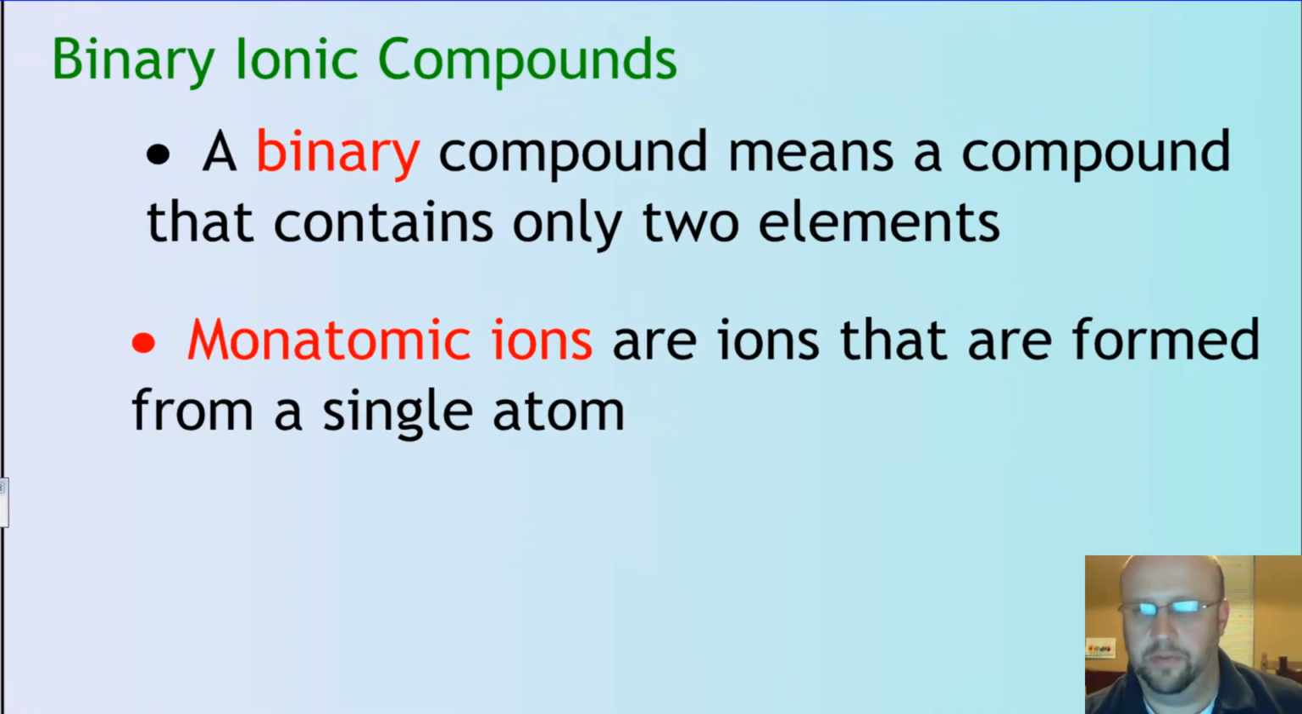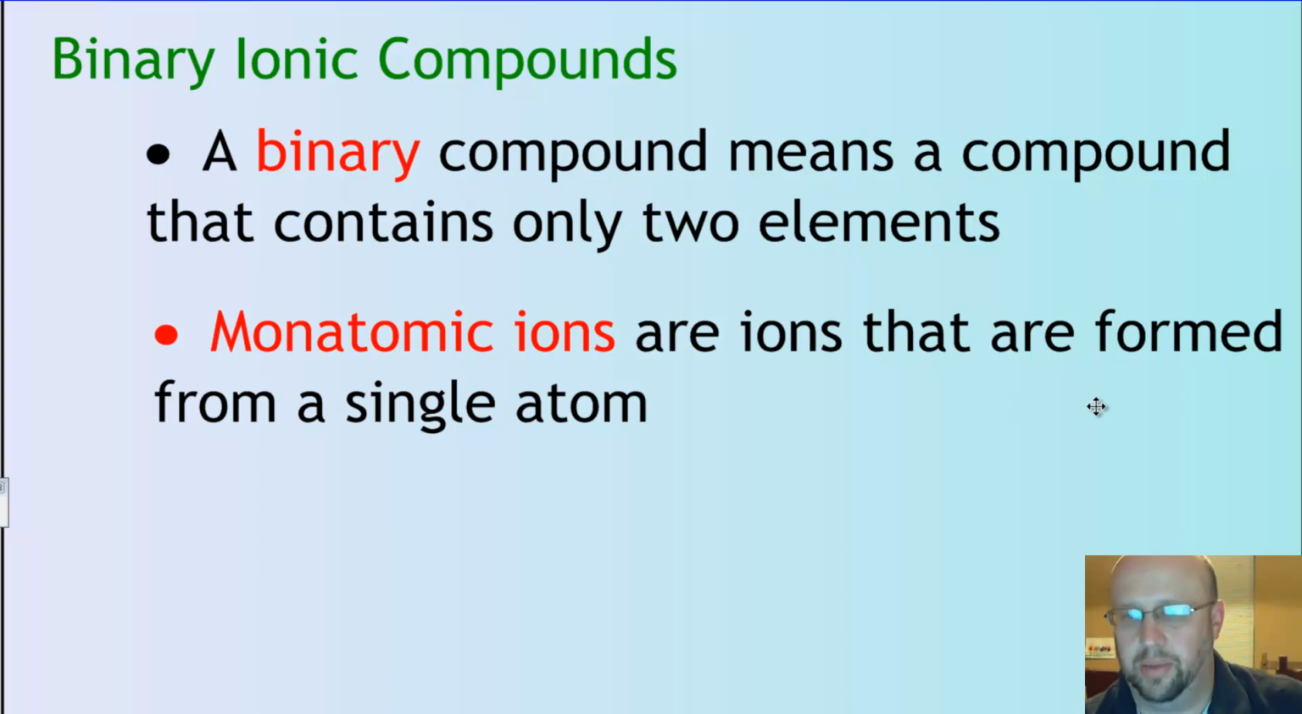Okay, so few quick notes, nothing massive, but a few definitions that we need to know. So we're going to start out naming what are called binary ionic compounds, and all that means is that it's got just two elements in it. So just two elements, meaning that we're not going to do the polyatomics initially. We're going to get there in a little bit.